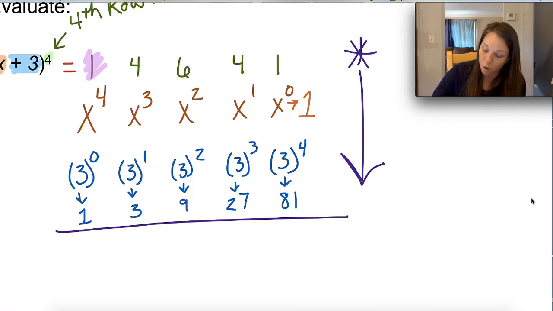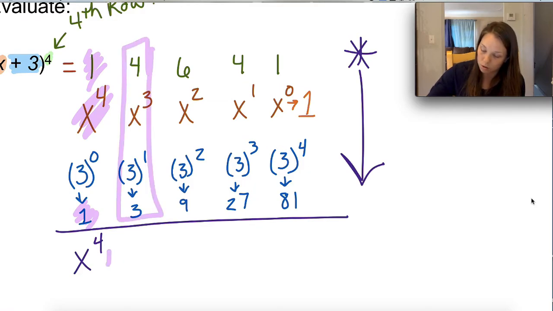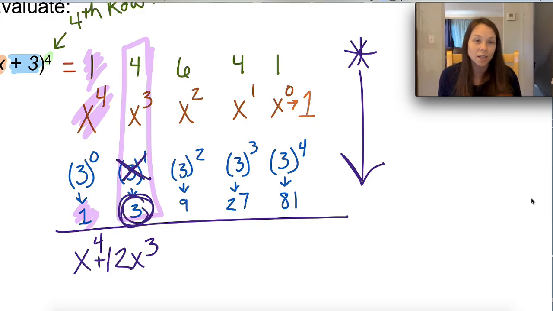So I'm going to take 1 times x to the 4th times 1, which is x to the 4th. Then I'm going to take 4 times x cubed times 3, which is a positive 12x cubed. Because remember, I'm taking this 3. I don't need the 3 to the power of 1 anymore. I just need the simplified version of it.